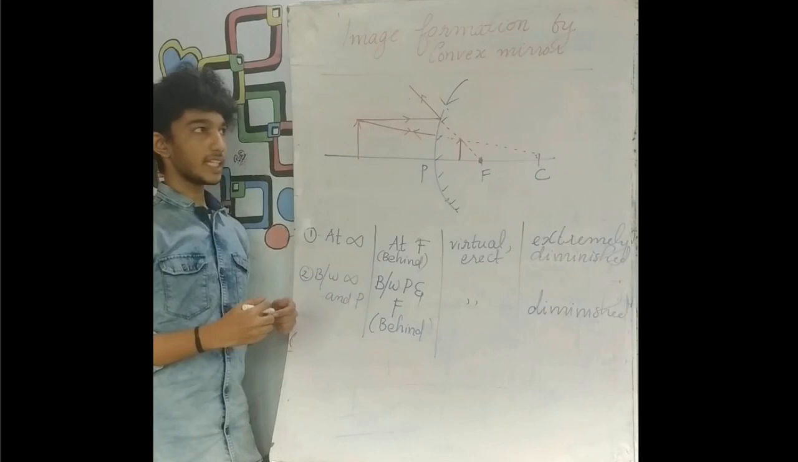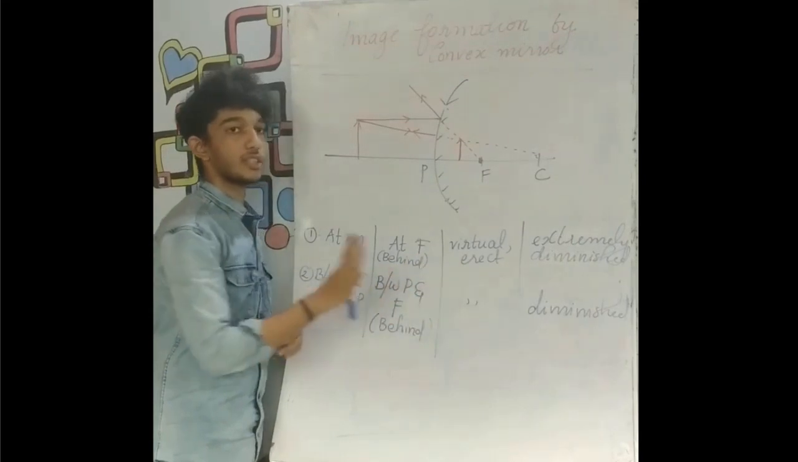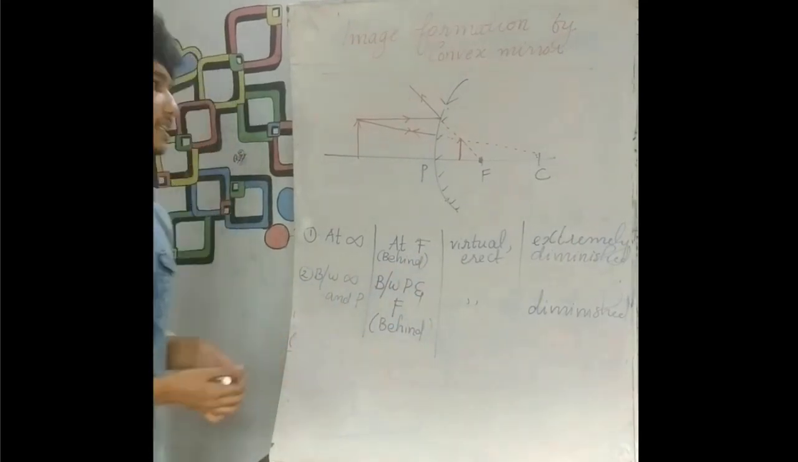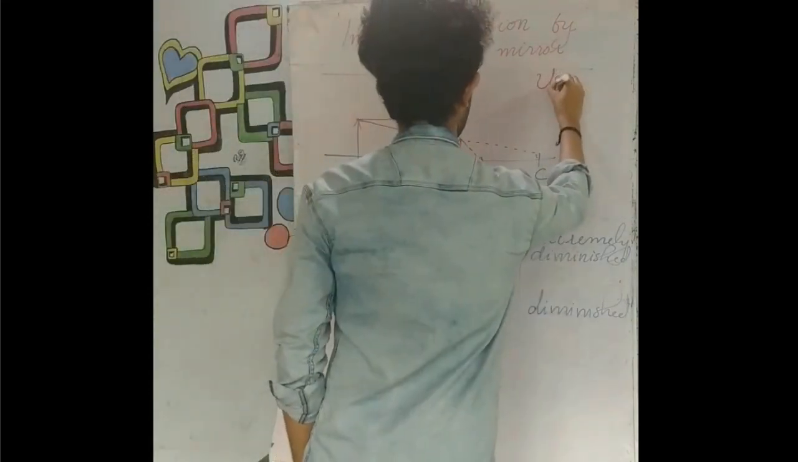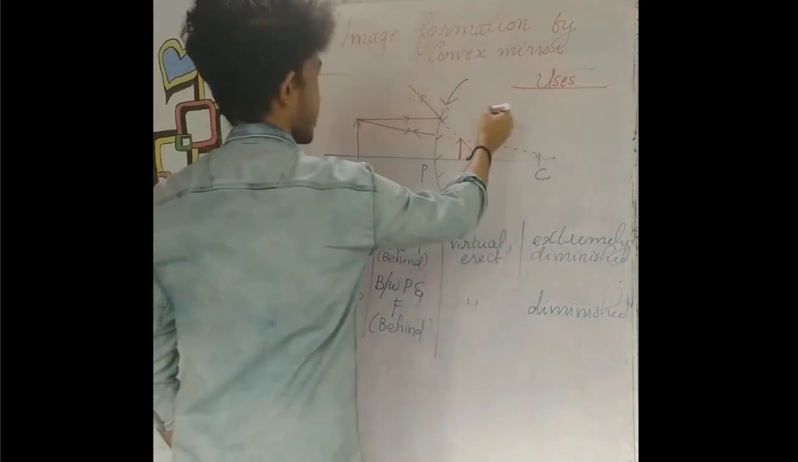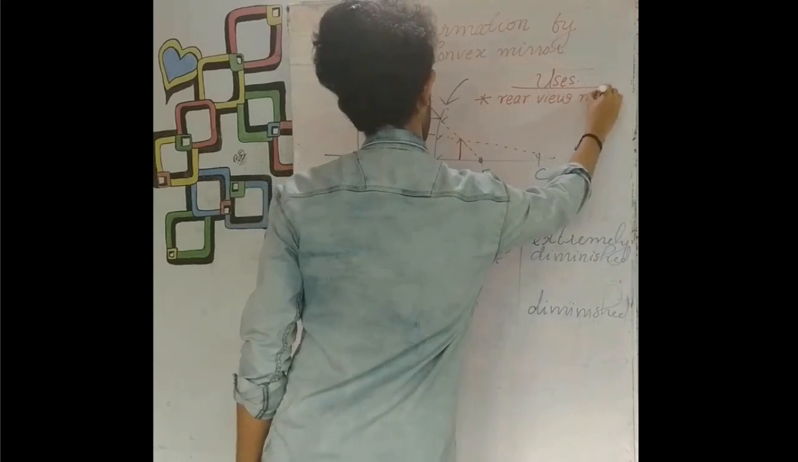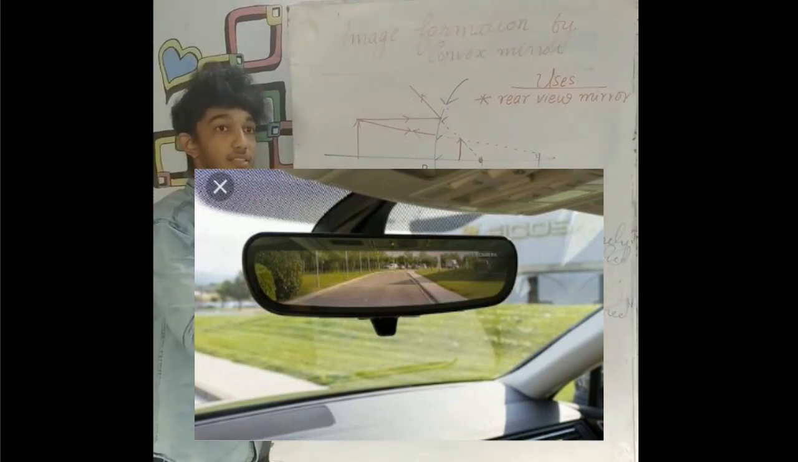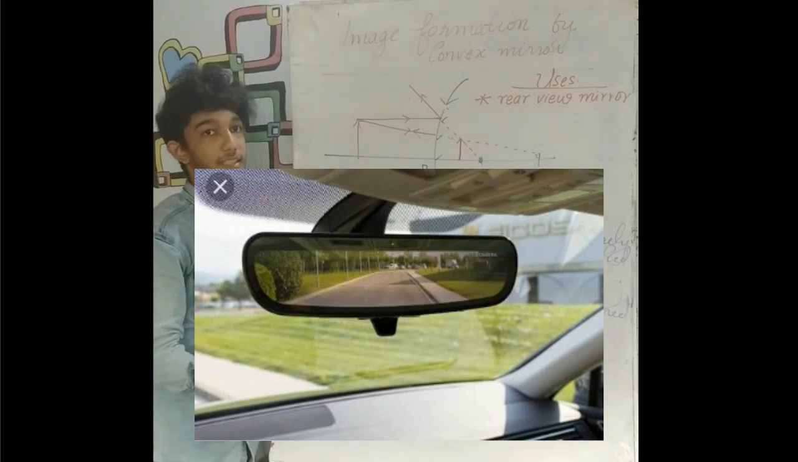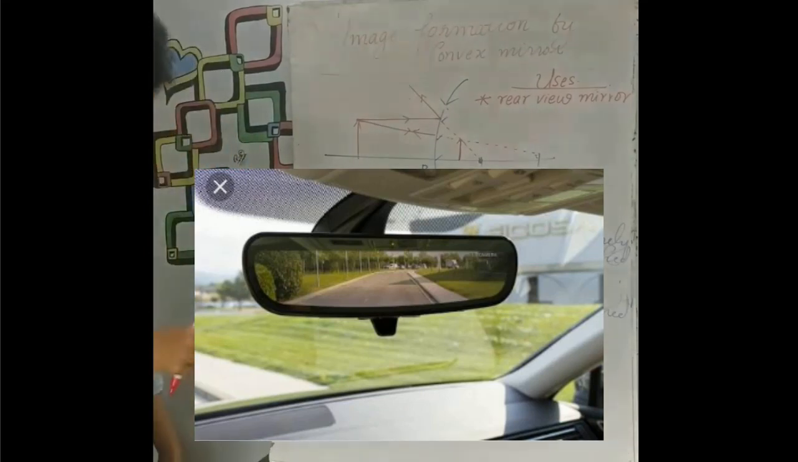Now, these are the only two cases in the case of a convex mirror. The thing to be noted is that it always forms a virtual and direct image. So let us learn the uses of a convex mirror. Two uses we are going to learn. The first one is that a convex mirror is used as a rear view mirror in vehicles. It is used as a rear view mirror because it forms a direct image of the vehicles behind, and a large area can be covered with the help of a convex mirror. This is the reason why a convex mirror is used as a rear view mirror in vehicles.